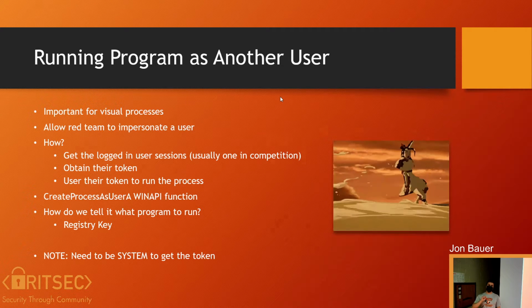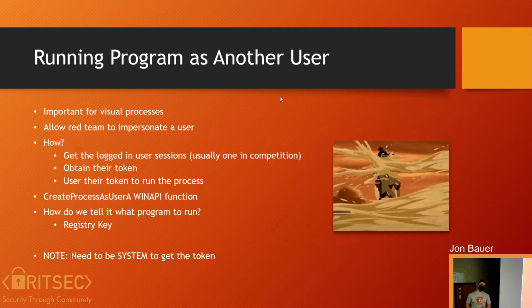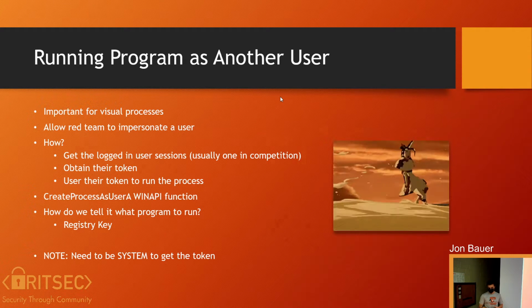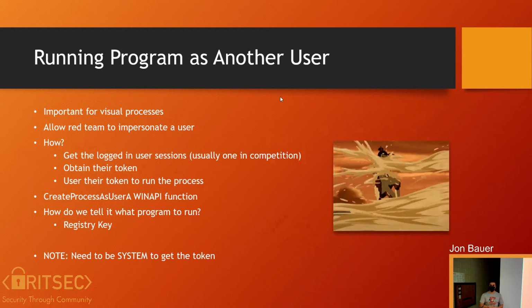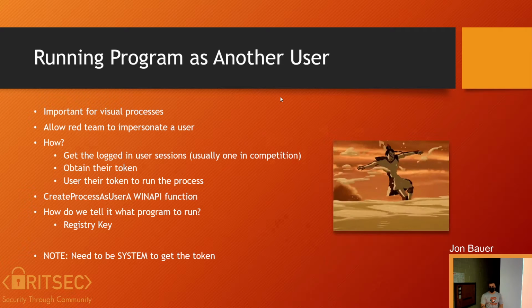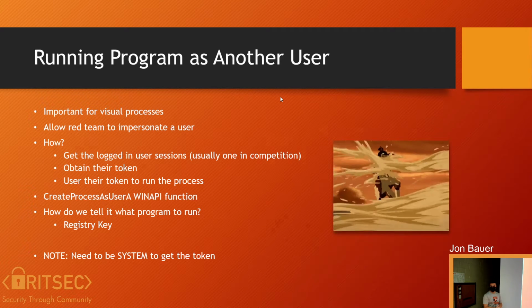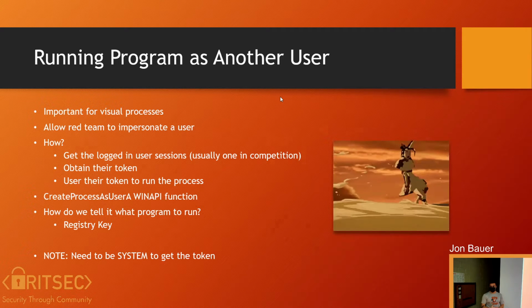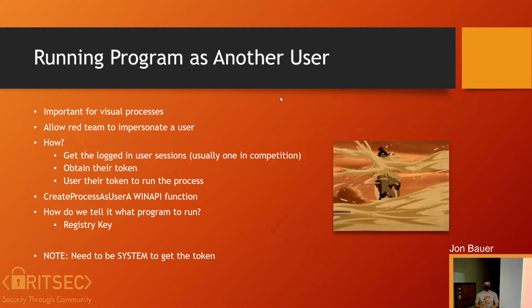So now I have their session ID, which I can pull their user information from, and that has their SID. If we jumped back to the other slide about users, their users have SIDs. So now with their SID, I can get their token with that SID. There's an obtain token with SID function in Windows. You need to be system to get this though. If you are not system, it will not permit you to do this. That is the big thing.